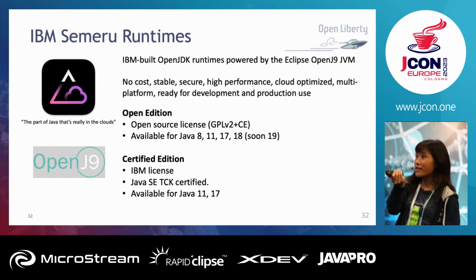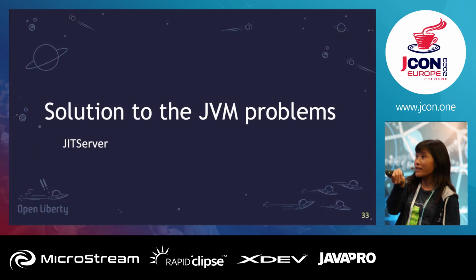So OpenJ9 is the source code, and IBM does the binary download under the name IBM Semeru Runtime. It has two editions, an open edition and a certified edition. These two are identical. The only difference is the license and the platform. The certified edition is certified against the Java SE TCK, so there's basically no difference apart from the license and so on.